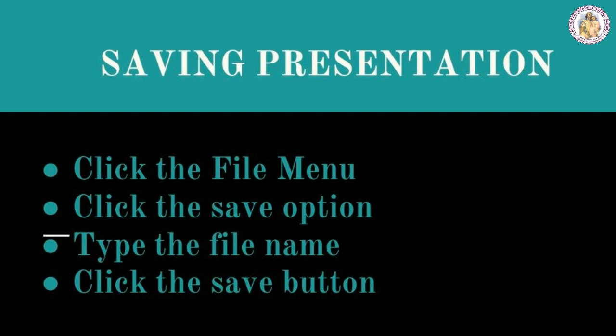One is the File menu. At the top you will have a File menu. In that you should click the Save option, and the Save dialog box will appear. Type the file name. You can give any file name you want and click the Save button. After doing all these 4 steps, your file is saved.